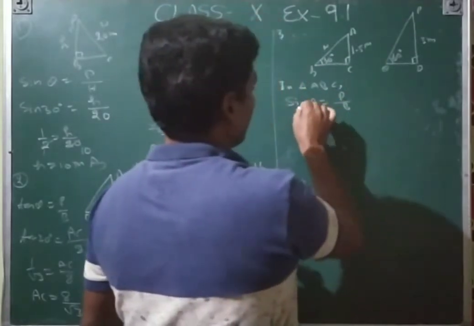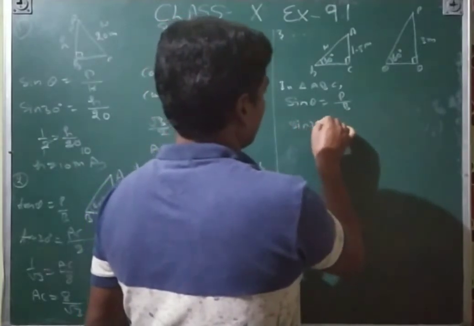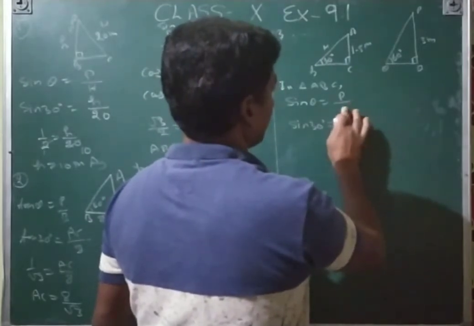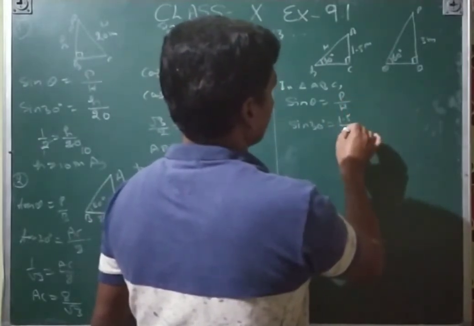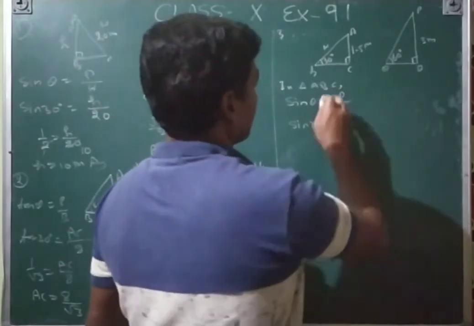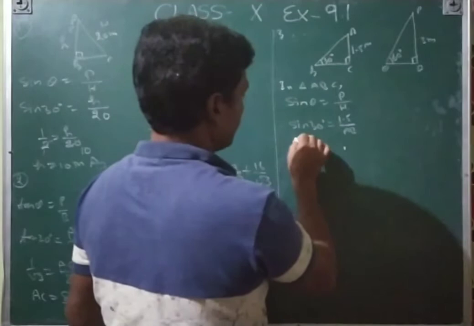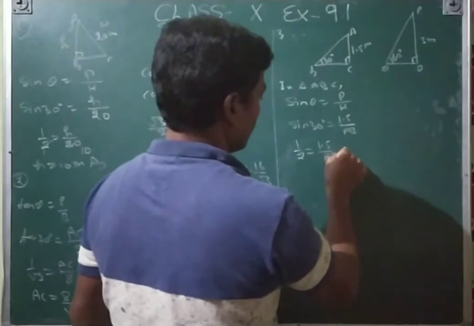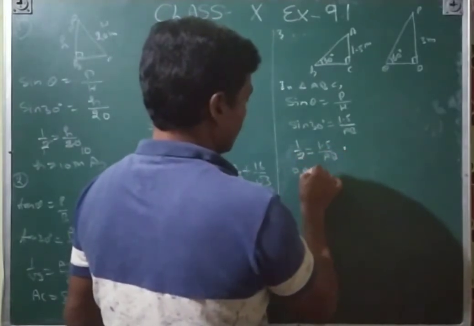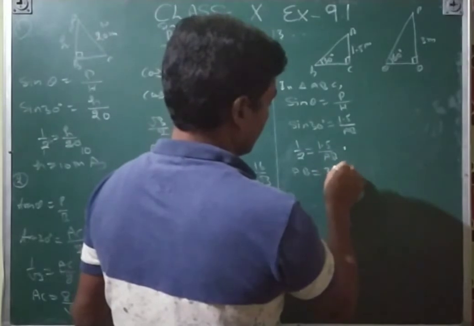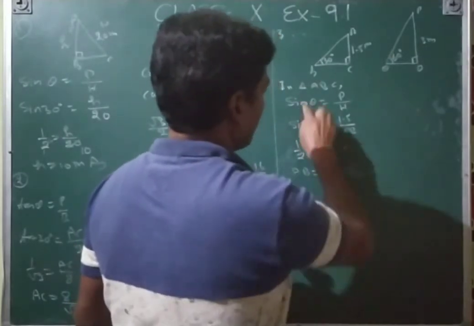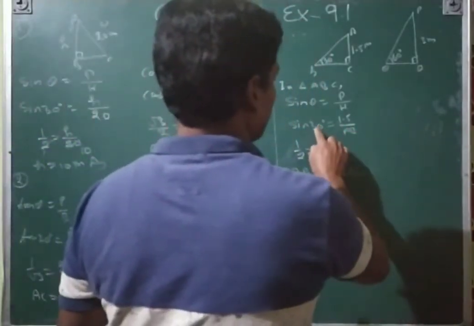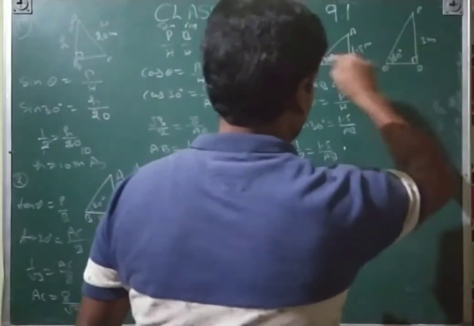So sin 30 degrees is equal to perpendicular, which is 1.5, upon hypotenuse, and the hypotenuse is AB. So that value is 1 upon 2 is equal to 1.5 upon AB. By cross multiplying, AB is equal to 3 meters. This is the answer. Similarly you will do the second case. The only difference is that the angle is different, and the height is different.